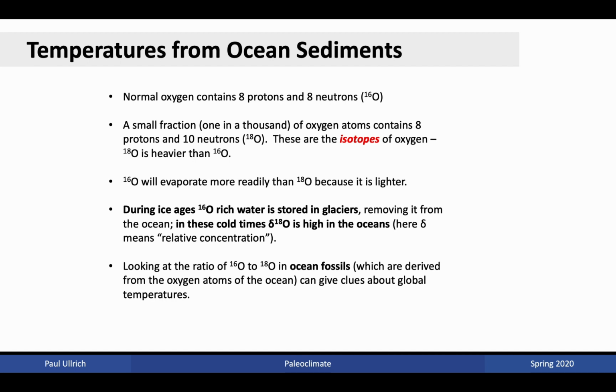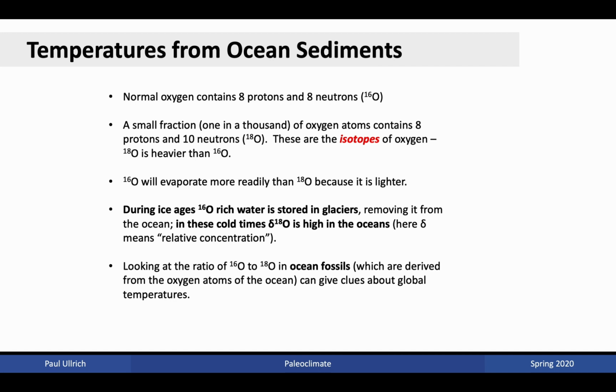Because 18O is heavier, it also requires more energy to evaporate. You can imagine, looking back at our kinetic energy understanding of temperature, that more kinetic energy would be needed in order to make a heavier object move fast enough to leave the surface of the liquid. Thus, 16O will evaporate more readily than 18O because it is lighter.